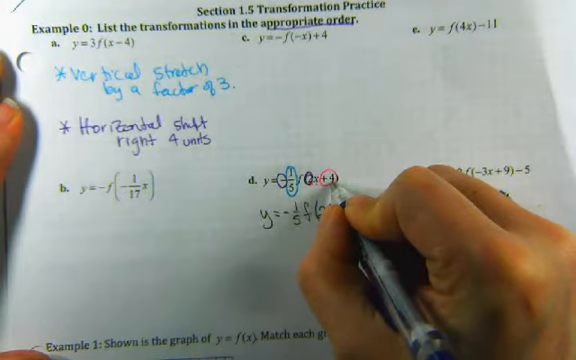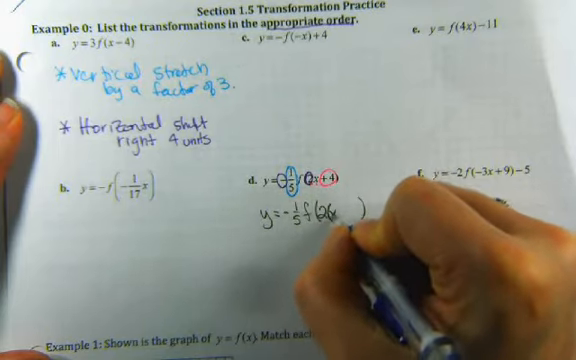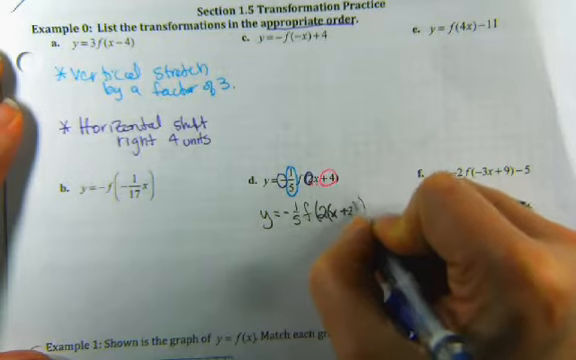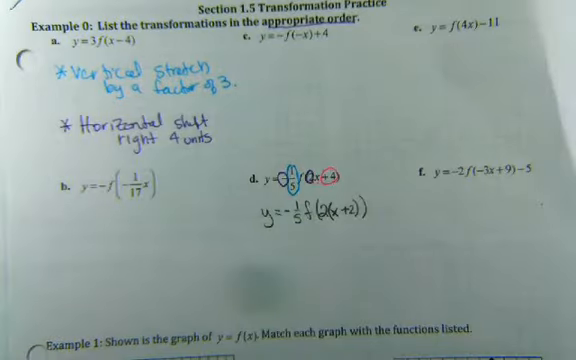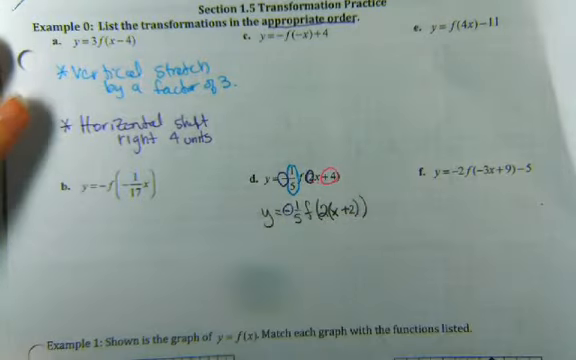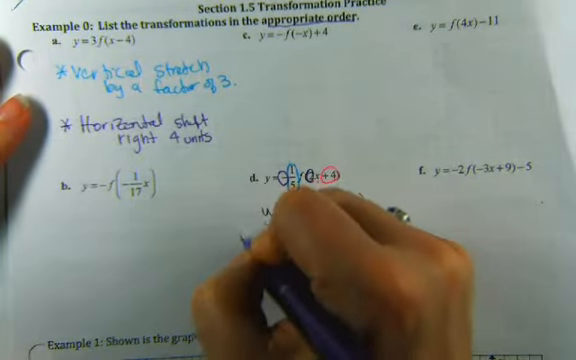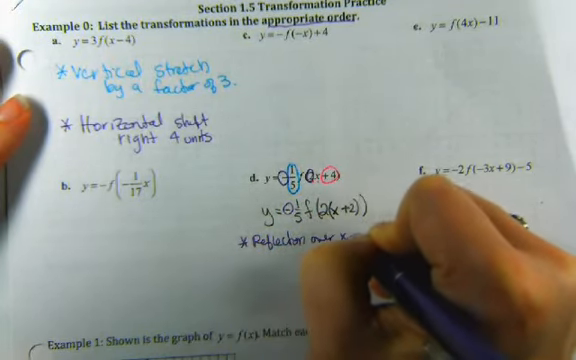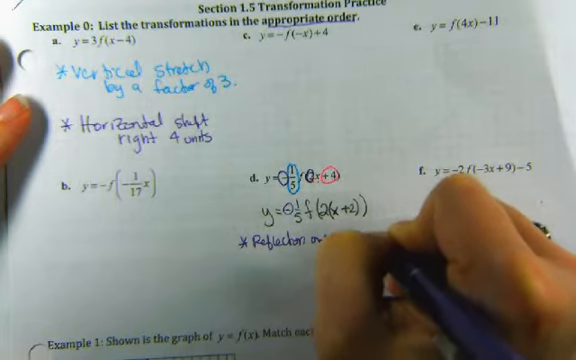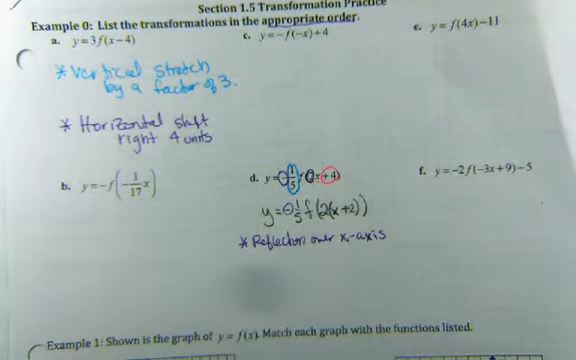And now let's break this apart. We need to remind ourselves that the appropriate order is reflections, stretches and compressions, then shifts left and right. So in the appropriate order, I'm going to start with the purple negative sign. That is a reflection over the x-axis. There's our first one. I don't have any more reflections because I have no more negative signs, so I'm done with all my reflections, and I can move on to stretches and compressions.